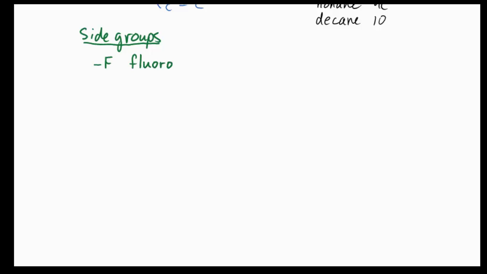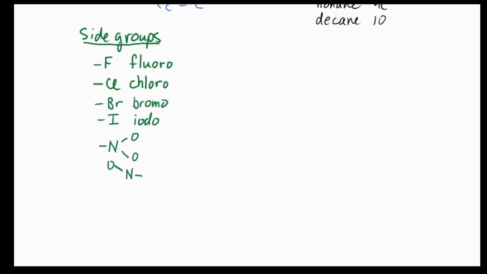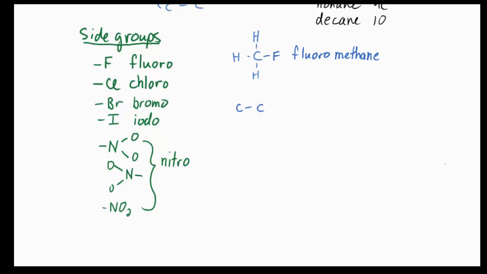of our organic compounds. Unplug a hydrogen and plug in a fluorine, or chlorine, or bromine, or iodine, or even a nitrogen complex, NO2, called nitro. These side groups allow us to build new compounds. For example, 1 carbon with a fluorine plugged in place of a hydrogen is called fluoromethane. 2 carbons is ethane, plug in a chlorine and you get chloroethane.